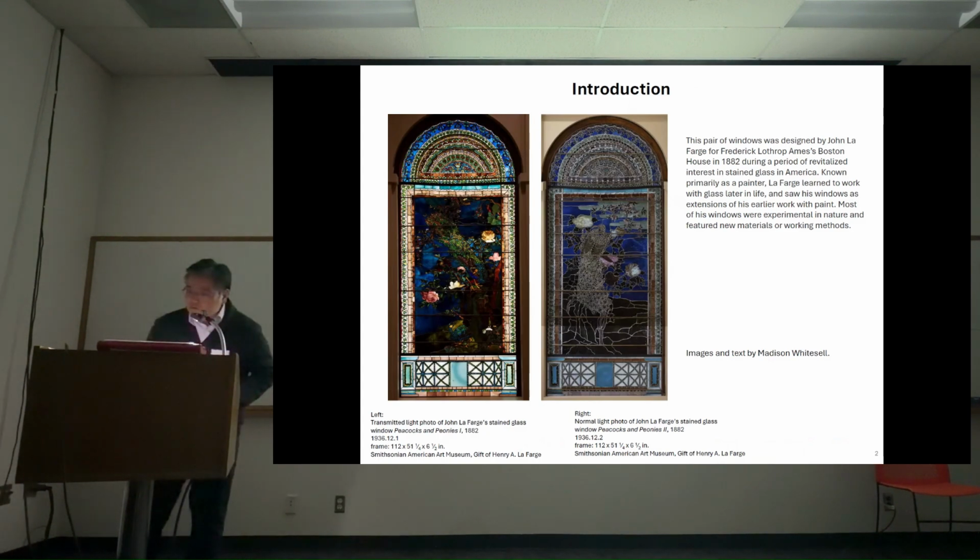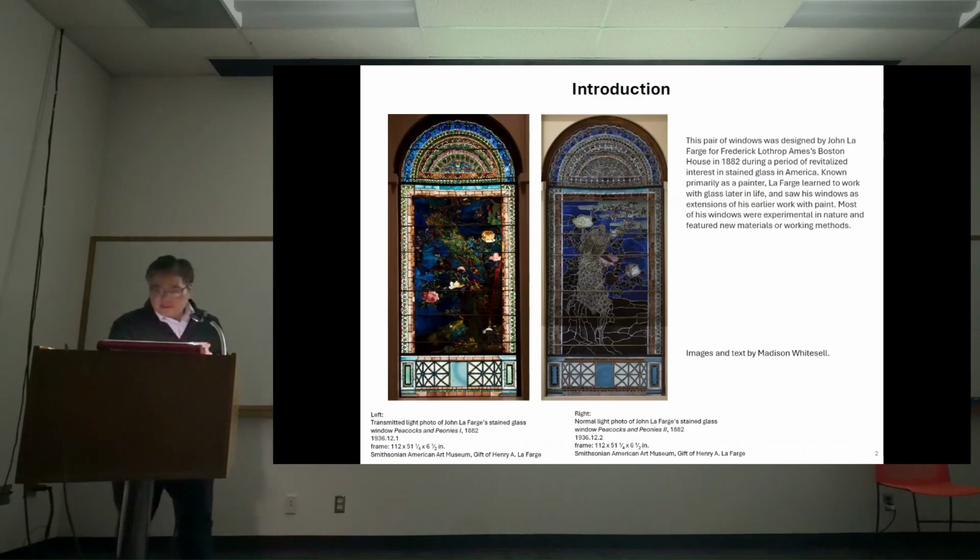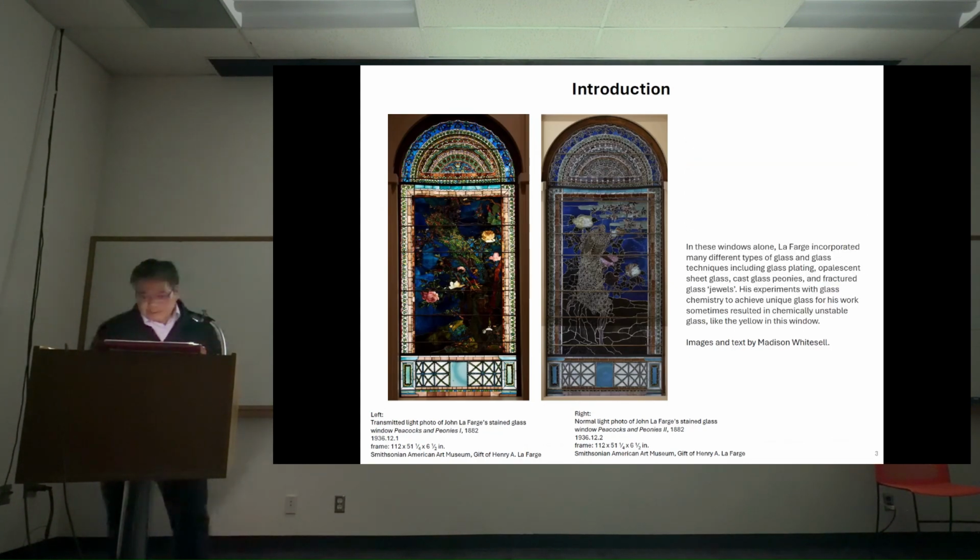They are a pair of windows, and John La Farge made these for Frederick Ames's Boston house in 1882. During this time, there's a revitalization in stained glass in America, and La Farge is actually a painter, and he saw this as an extension of his painting work. It's very interesting because his materials are very experimental. When we say experimental, we mean glass plating, cast glass, fractured glass jewels, so a lot of different things.